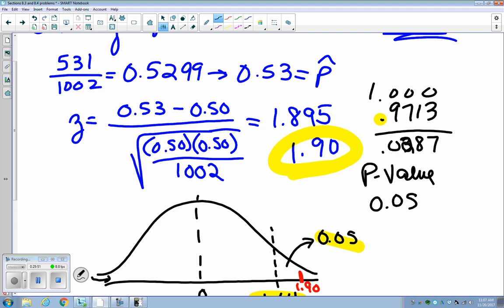I need to reject the null hypothesis because it's still telling me it's way down here in this rejection area. Okay? Everybody all right?